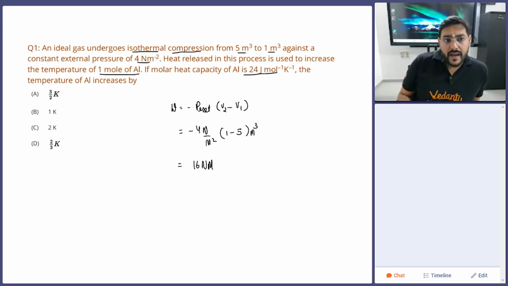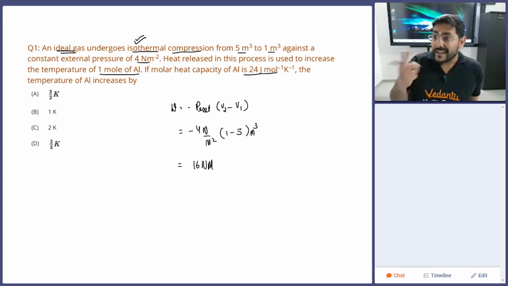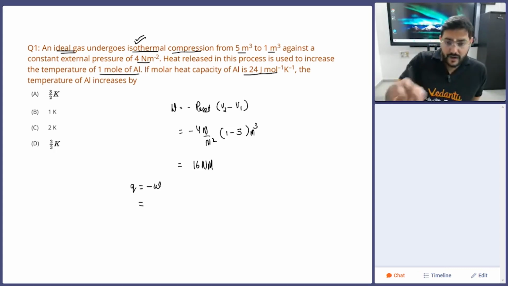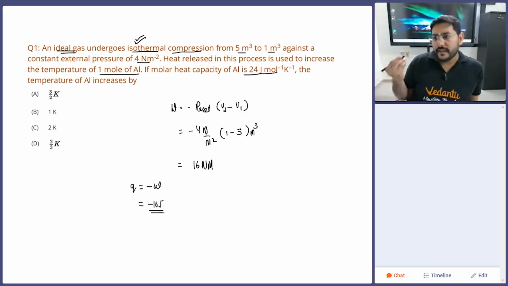Now, when we are saying an ideal gas, for the ideal gas, internal energy is a function of temperature only. And in the question itself, they are saying that the process is isothermal. So for isothermal, the change in internal energy is going to be 0. So Q is equal to minus W. We got the value of W, so here we are going to get minus 16 Joule. Okay. Now it's a very simple question.